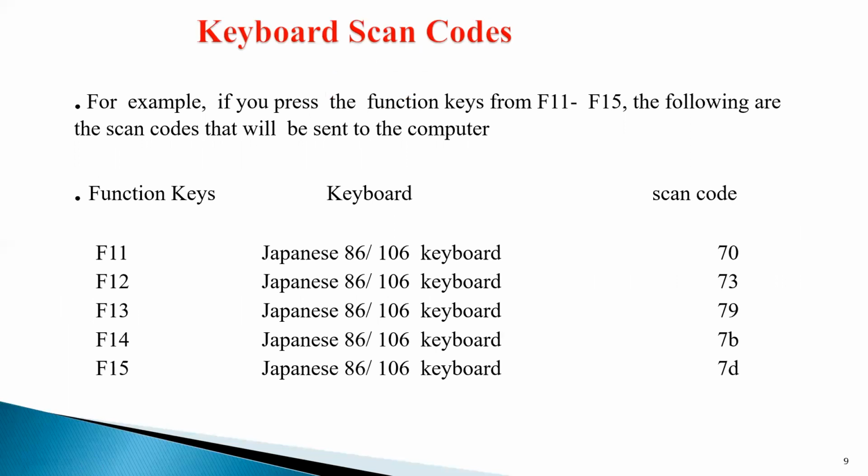Let us see the keyboard scan codes. For example, if you press the function keys from F11 to F15, the following are the scan codes that will be sent to the computer. See the function keys F11, F12, F13, F14, and F15. Take the Japanese 86/106 keyboard. The scan codes are 70, 73, 79, 7B, 70. That is, if you press F11, the scan code sent to the computer is 70. If you press the function key F12, the scan code sent to the computer will be 73, and so on.